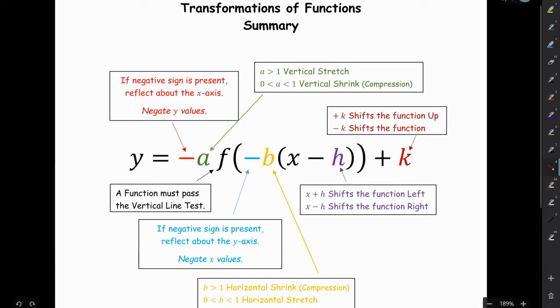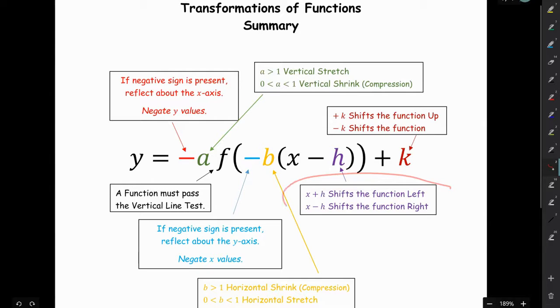If we have a negative value right out front, that means we're going to reflect over the x-axis. That means we would negate all the y values. If we have a value that is greater than 1 out front, we're going to have a vertical stretch. If it's between 0 and 1, it's a vertical shrink. If we have a negative right there, that would mean that we're reflecting over the y-axis, and we would negate all the x values if we were looking at coordinates.